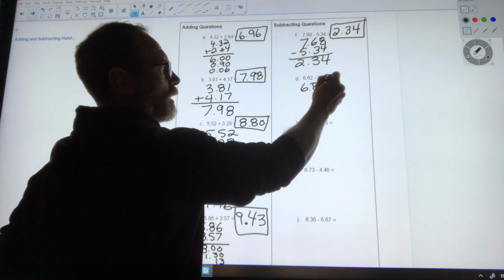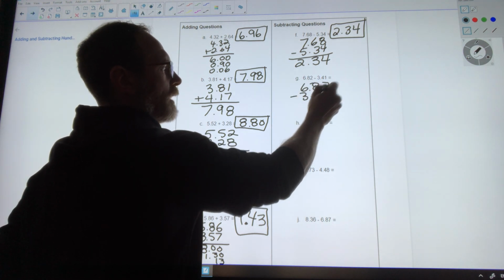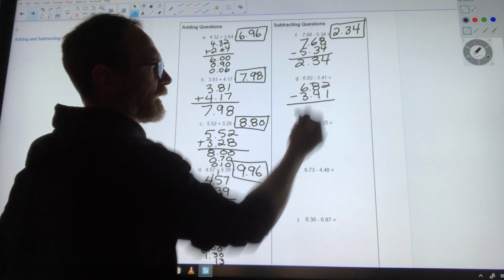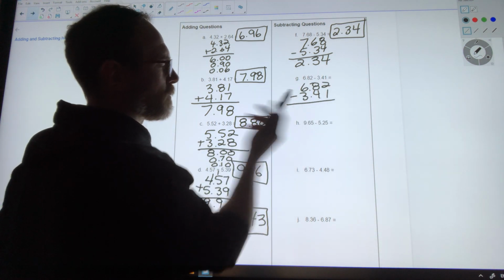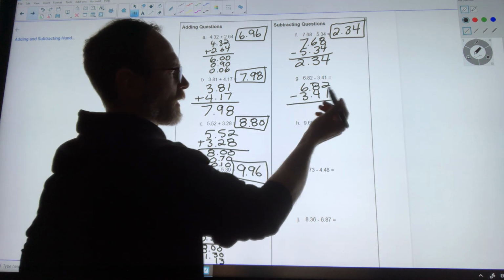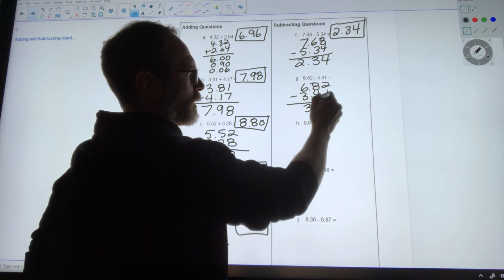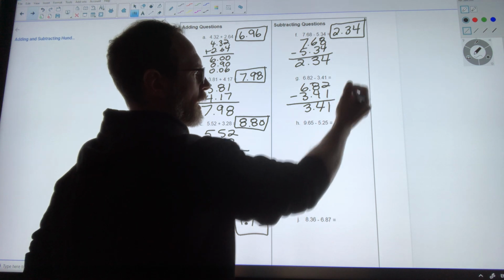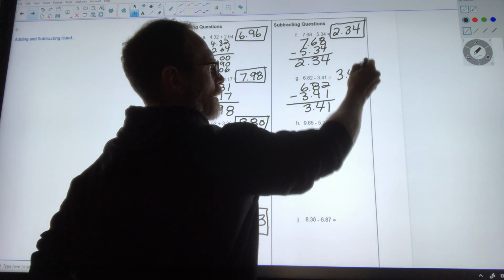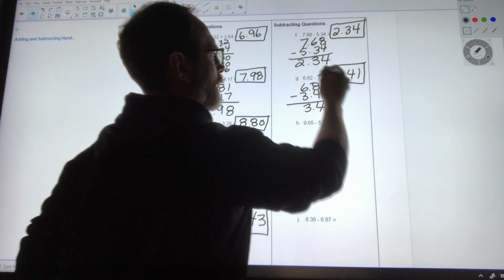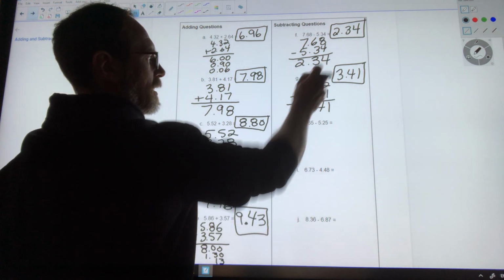6.82 minus 3.41. Once again, I look at this one, it's a simple stacker. There's not going to be any borrowing. So, I mean, I could start over here counting back. 6 minus 3 is 3. 8 minus 4 is 4. 2 minus 1 is 1. We have 3.41. Look at that. It's actually exactly half of 6.82.